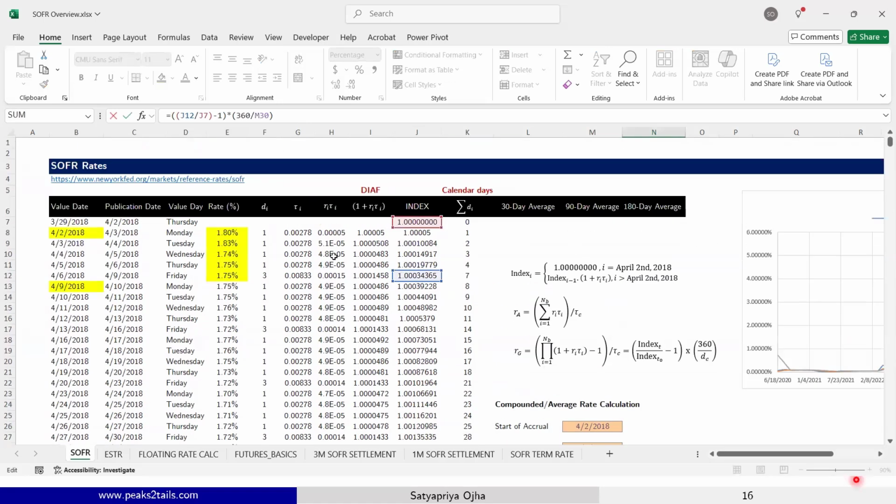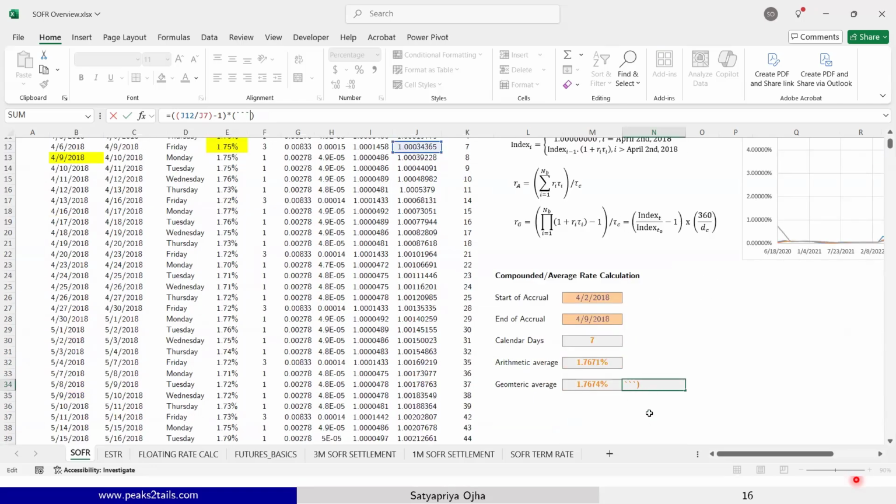So this is another calculation. What I've done here is the final index, which includes this rate, divided by the initial index from before the week, whatever the base index was to start with. Take that ratio. That is the product of 1 plus r tau, basically, minus 1, and then annualize. It will give you the same answer. So this is the geometric average. This is the main calculation that is used for settlement purposes.